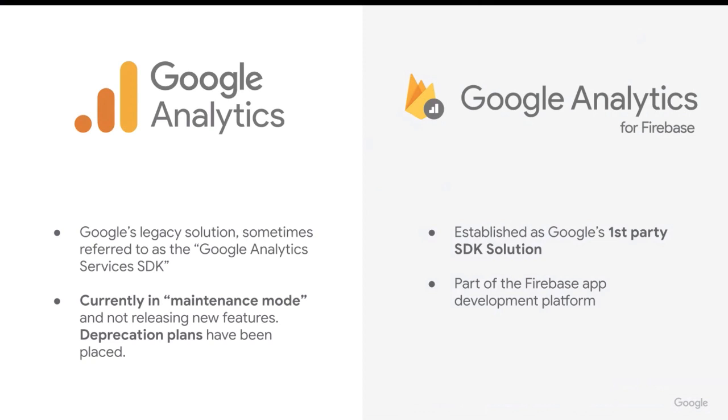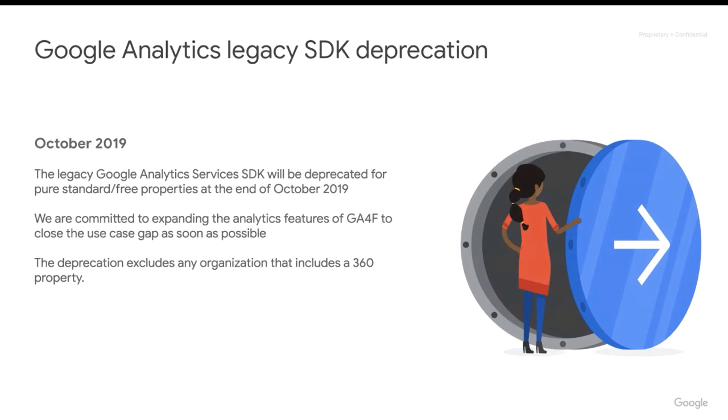Google Analytics for Firebase is a module of a wider Firebase development platform, and it is established as Google's first-party SDK solution. The legacy properties are currently in maintenance mode, which means that there's no further development happening, and plans have already been put in place for a complete sunset of these legacy properties. So these deprecation plans, which have been first announced towards the tail end of last year, have the Google Analytics Services SDK on track to be fully sunset for all of our standard, that is non-360 customers, by the end of October this year.